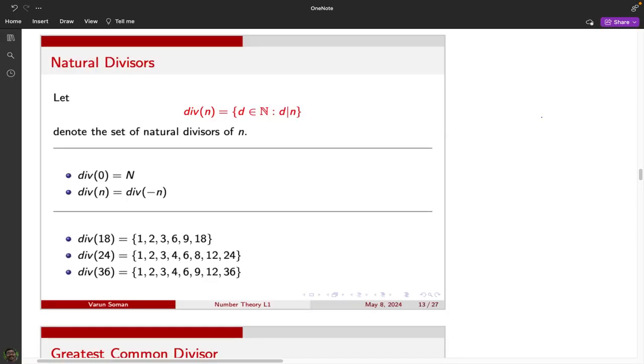In the previous classes, we have discussed GCD and the theorem regarding the existence of GCD. So we'll further go forward with some properties of GCD. Before that, let us briefly recap. Before we discuss GCD, what are divisors?